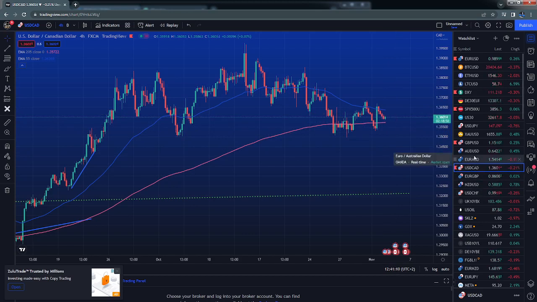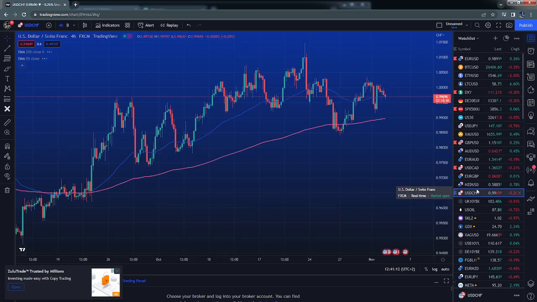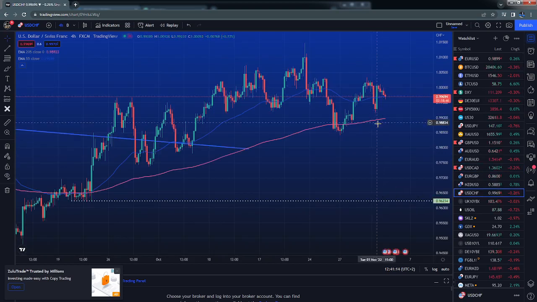Okay, what else is left? USD Swiss franc, same scenario here like USD CAD. I would like to buy the dips here. And let's see what else.